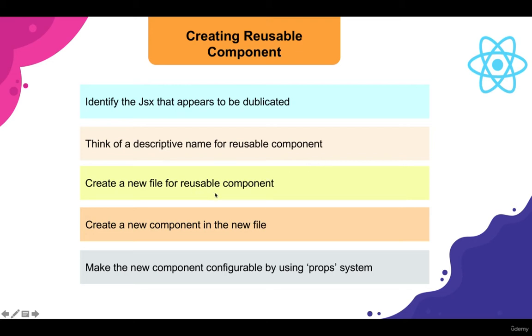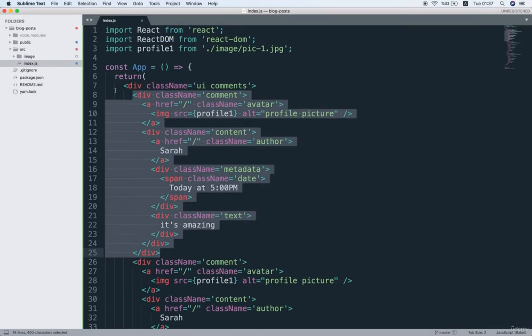And next, I will create a new file to house the component that we're going to create. So this file is going to have the same name as the component. So that means we're going to now make a new file called single comment inside of our src folder. All right, you with me?